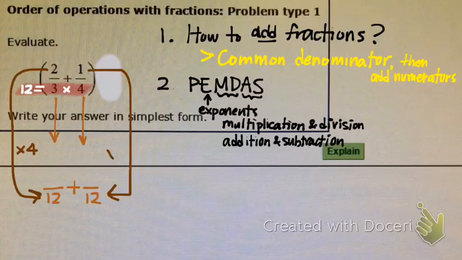My apologies. Times 3. Yeah. I've heard of professors giving away quarters to people who catch their typos in class. I would quickly go broke, so I don't do that.